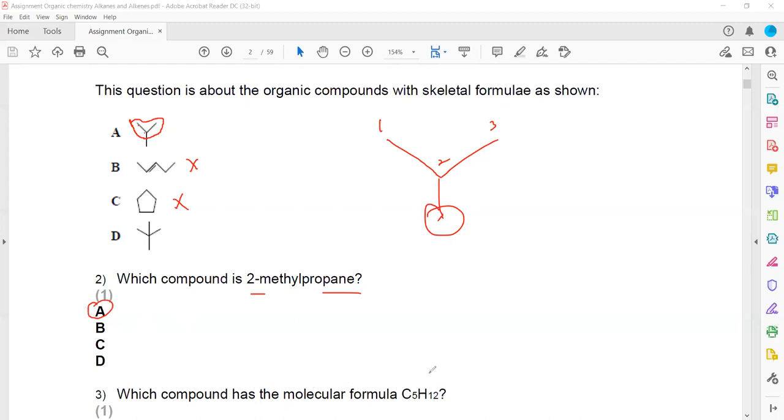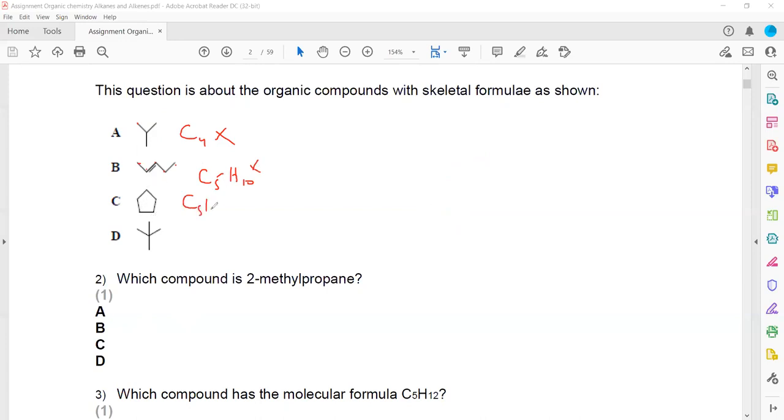Which compound has a molecular formula of C5H12? When we check, 1, 2, 3, 4 carbons are there, so this cannot be it; we need 1, 2, 3, 4, 5. But this is an alkene, so the general formula of alkene will be C5H10, as the number of hydrogens will be twice the carbons. So it cannot be B. It's a cyclic alkene, and cycloalkanes have the same general formula, C5H10. So it cannot be C. We are left with this 1, 2, 3, 4, 5 carbon chain, so C5, and because it's an alkane, 5 into 2 plus 2 gives H12. That's why D is the right answer.